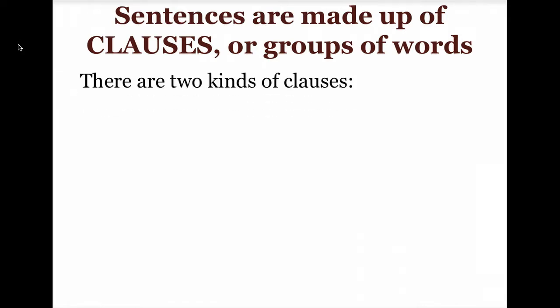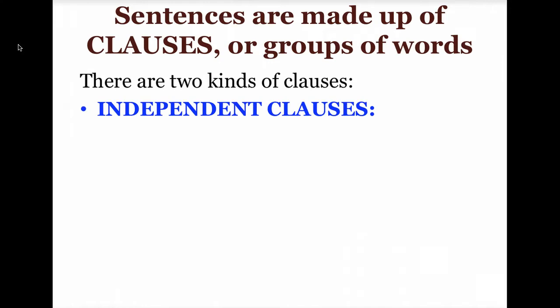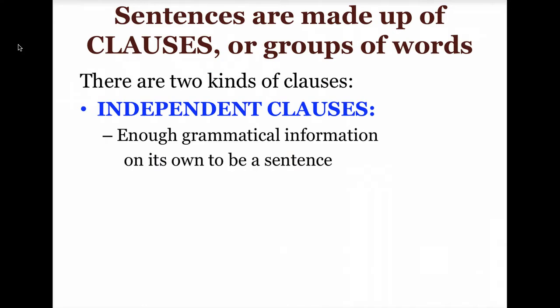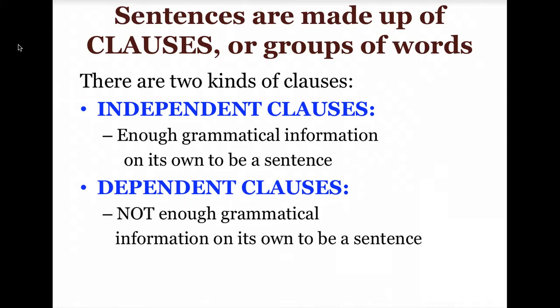Basically, sentences are made up of what we call clauses. Clause is just a fancy English word for a group of words. And it's important to know that there are two kinds of clauses. There are independent clauses, which have enough grammatical information on their own to be a sentence. So basically, an independent clause is enough words or information to be considered a sentence on its own. And then there's something called a dependent clause. A dependent clause does not have enough grammatical information on its own to be a sentence. So what does this mean? I'll tell you in a second.